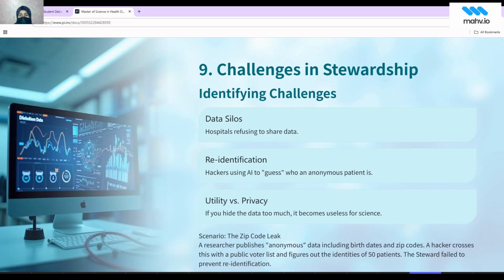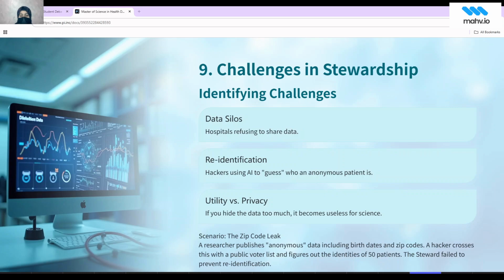And what are the challenges in stewardship? Identifying challenges: data silos, where hospitals refuse to share data. Re-identification, where a hacker uses AI to guess who an anonymous patient is. Utility versus privacy: if you hide the data too much, it becomes useless for science. The scenario is the zip code leak.